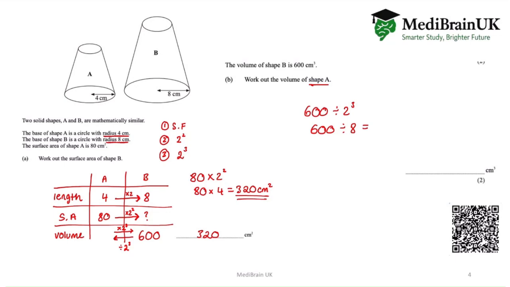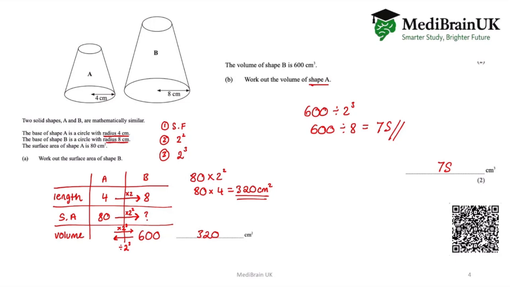Okay, and 600 divided by 8 gives you an answer of 75. So the volume of shape A is going to be 75 centimeters cubed. Okay, that's what you would have for your final answer: 75 centimeters cubed.